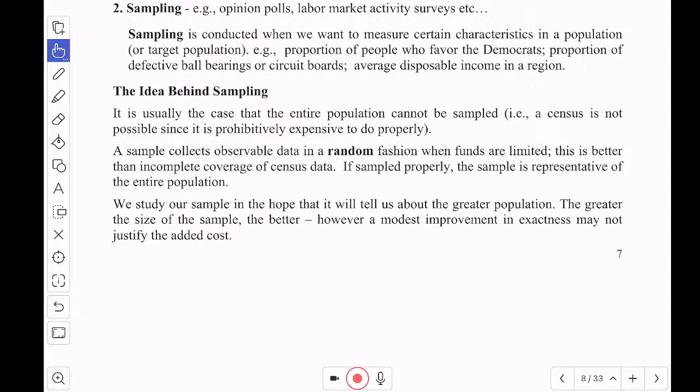All right, so just a review of sampling before I get a little deeper into the discussion of experiments. Examples of samples include the data sets for opinion polls and labor market surveys, etc. Sampling is conducted when we want to measure certain characteristics in a population, the target population. For example, the proportion of people who favor the Democrats, the proportion of ball bearings on a circuit board, and the average disposable income in a region.